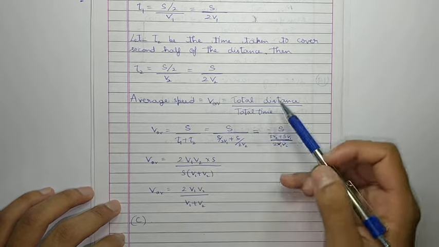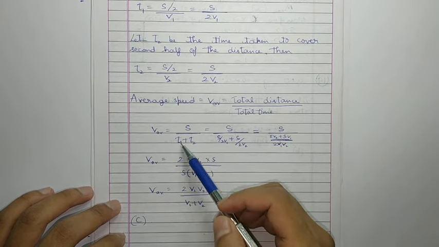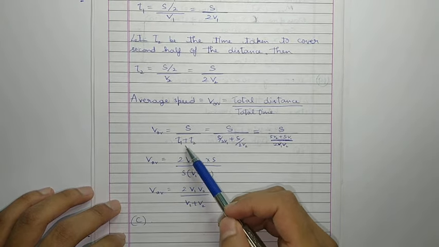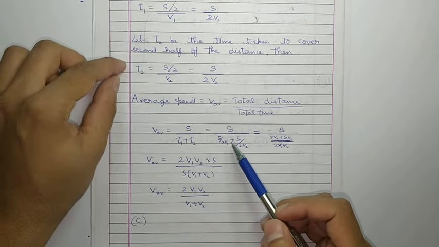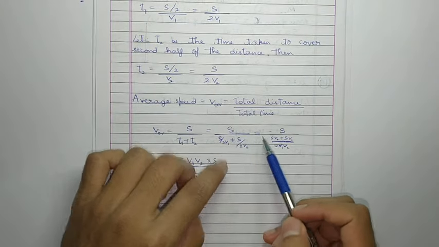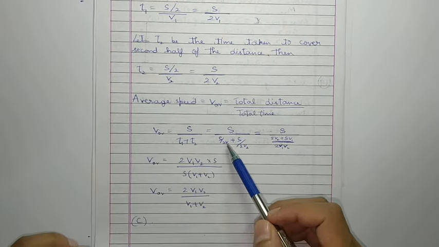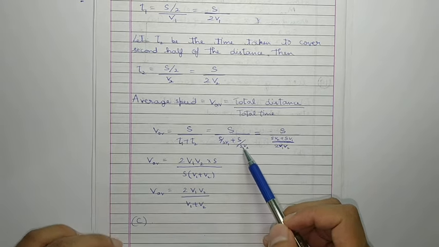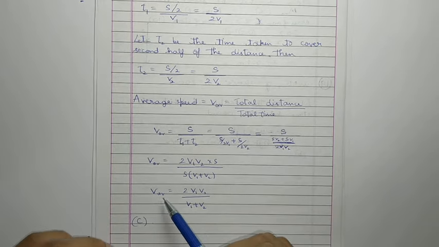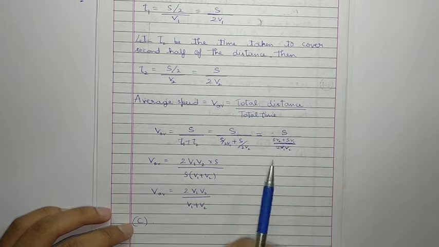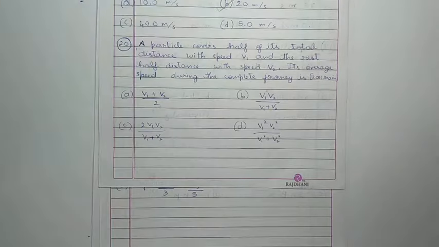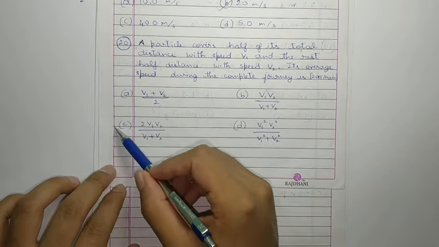Average speed is equal to total distance by total time. Total distance is s, divided by the total time t1 plus t2. So we have t1 and t2. Substitute here. We get s divided by (s by 2v1 plus s by 2v2). If we solve this, we get v average equals 2v1v2 by v1 plus v2. So 20, 2v1v2 by v1 plus v2, option C.